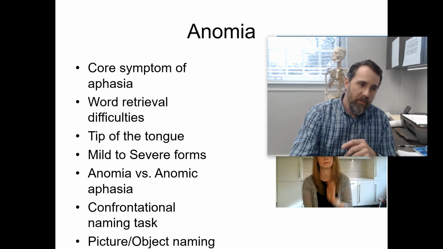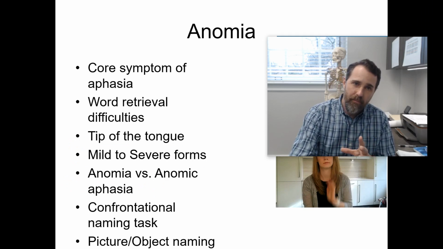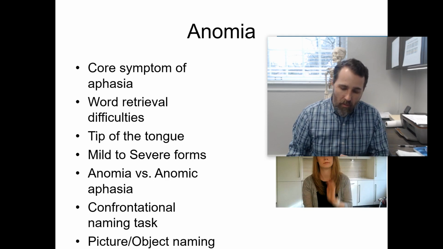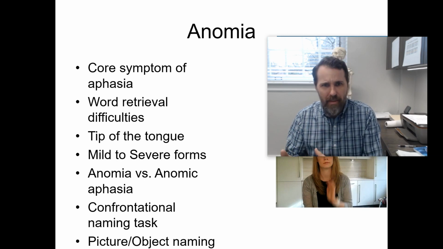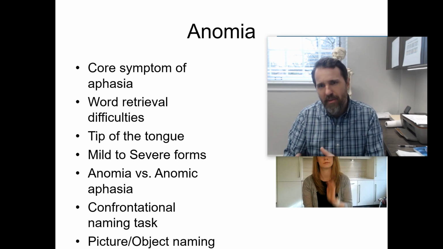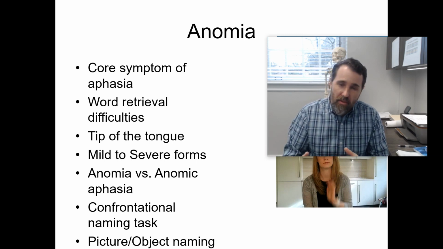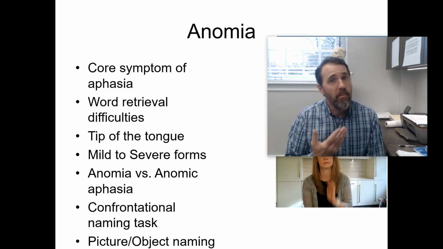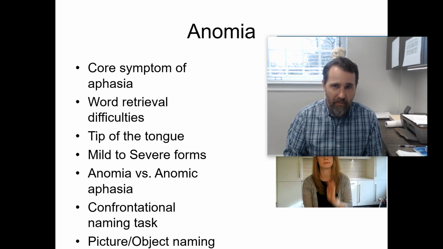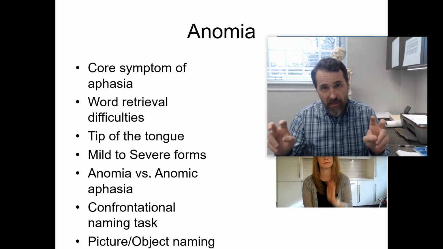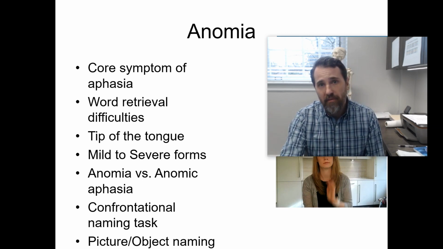Another word to go over is anomia. Anomia is word retrieval difficulty. So it's a lack of naming, anomia. You have trouble naming something. So you have trouble finding your words to express your thoughts. This is a core symptom of aphasia. Anyone that has aphasia is going to have some level of anomia.